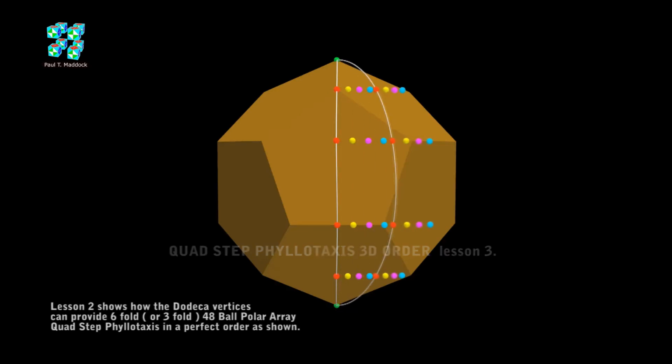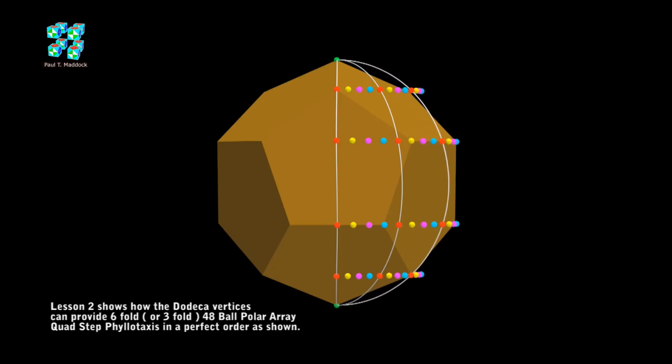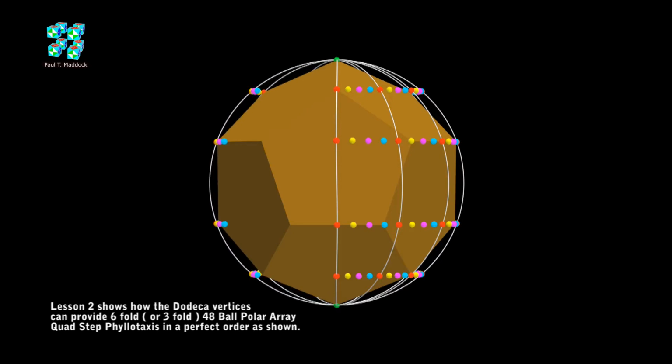Now in Lesson 2 I showed that this dodeca that I show in front could fit perfectly into ring arrays of 48 balls and in 4 colors. Now these 48 ball arrays work around the vertices. I showed in my earlier videos on Platonic order that there are 20 vertices and 20 vectors from the center of the dodeca. So the dodeca acts like a 3D processor.